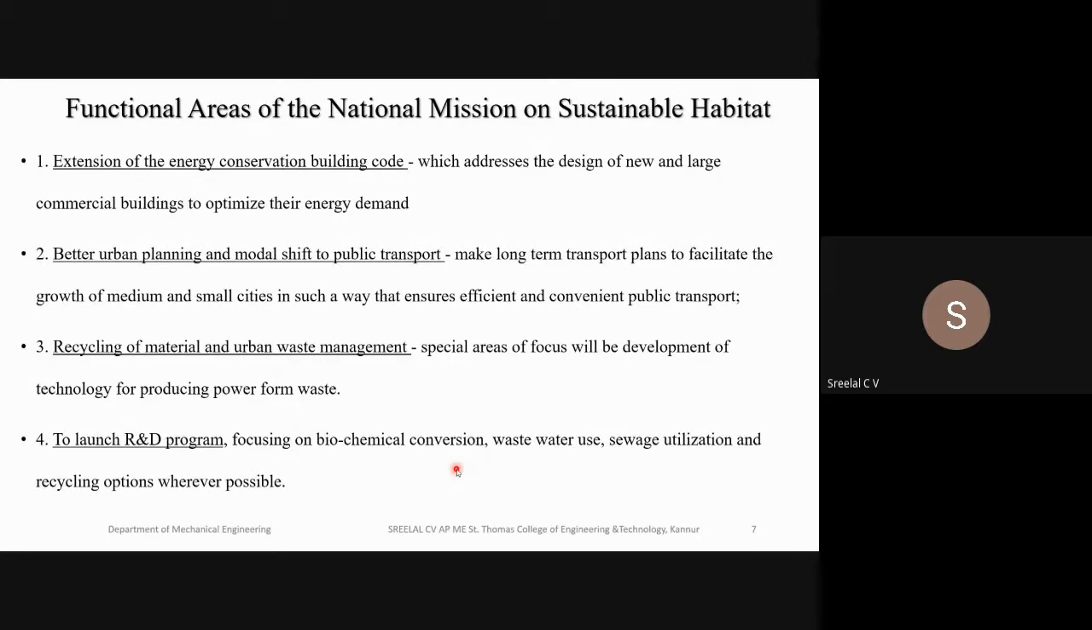Okay, so these are the points that must be included in the second functional area, and the third one is the recycling of material and urban waste management. Here we have to use the waste, or the byproduct of some industries or some materials. We have to utilize it and convert it. That means we must be using the hidden potential of those resources, as we discussed.